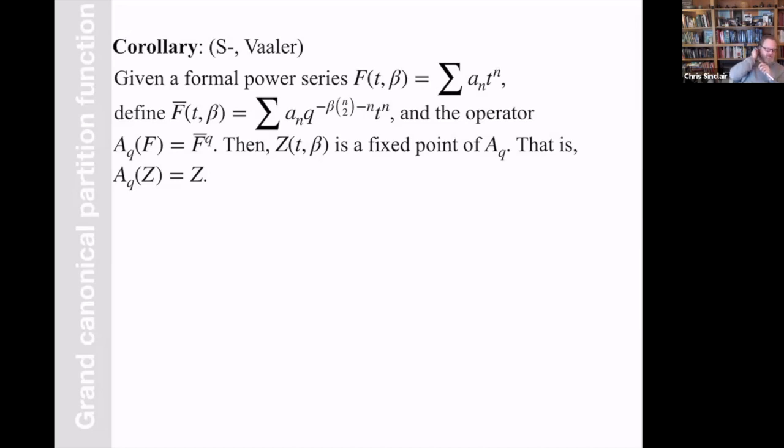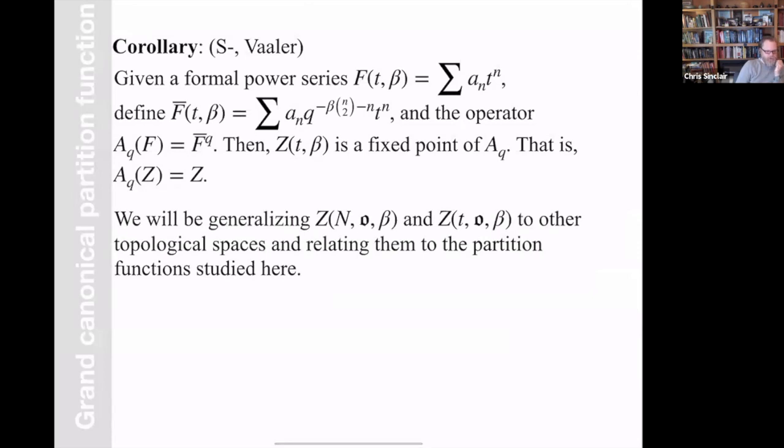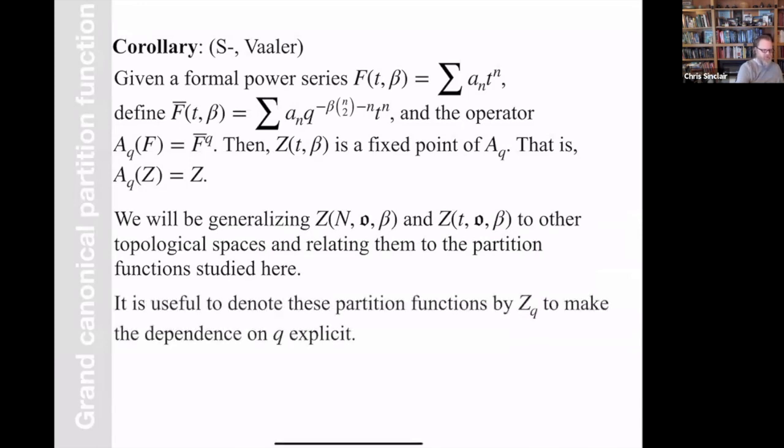Well, then it turns out that the partition function that we've been talking about is a fixed point of that operator, right? So A_q of the partition function equals the partition function. Here, because this operator is acting on formal power series, the partition functions that I'm putting in there are grand canonical partition functions. Those are the ones that are power series. And so we're going to be generalizing this notion to other topological spaces and relating them to the partition function studied here. So I need to introduce just one more thing.